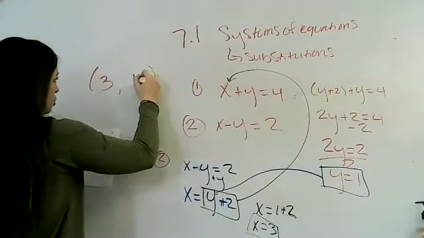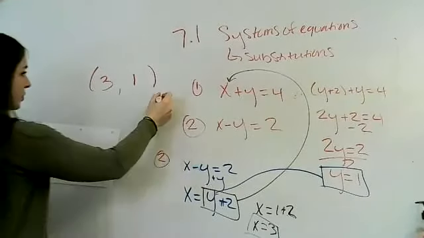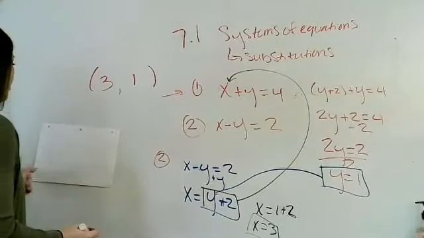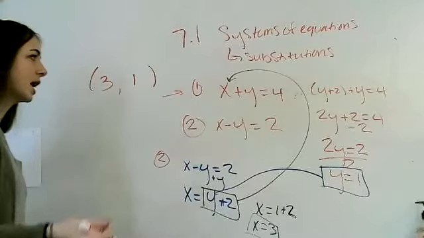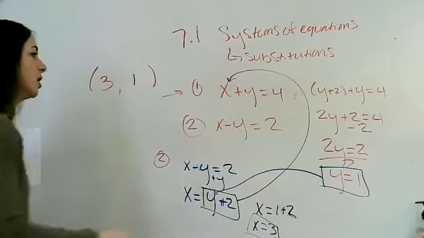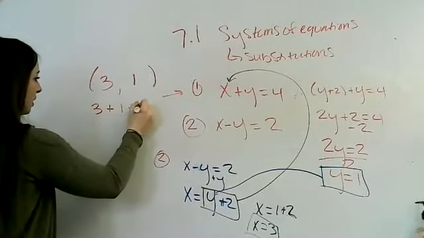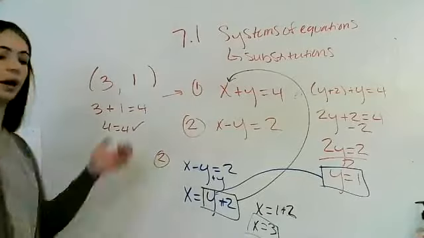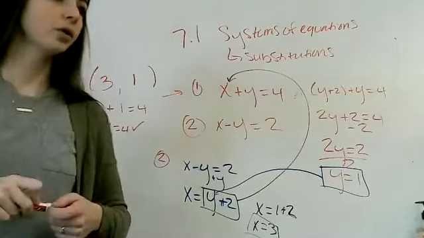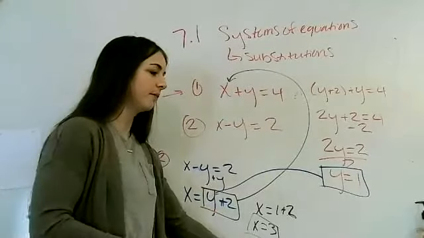What you should know is you can always check yourself. So I can go back to equation 1 and say, what if I don't trust myself? What if I'm not sure whether or not I got this right? You can plug them all back in. So my x value was 3, plus my y value is 1, equals 4. 3 plus 1 does equal 4. So yay, I got the right answer. Not only can you check yourself algebraically, you can also check yourself graphically.